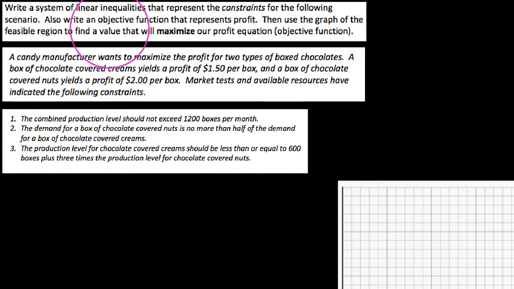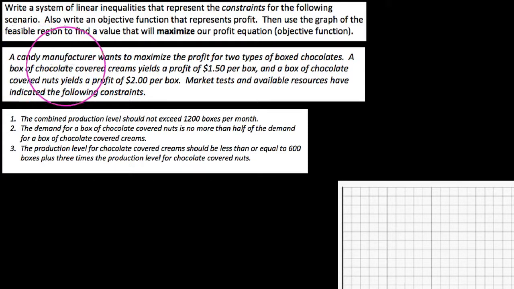We say write a system of linear inequalities that represents the constraints for the following scenario, okay? We also want to write an objective function that represents our profit in this case. And then we're going to use the graph of that feasible region to find a value that's going to perhaps maximize our profit equation or our objective function. So in this case, our objective or our goal is our profit, and we want to maximize it, subject to certain stipulations or constraints, okay?